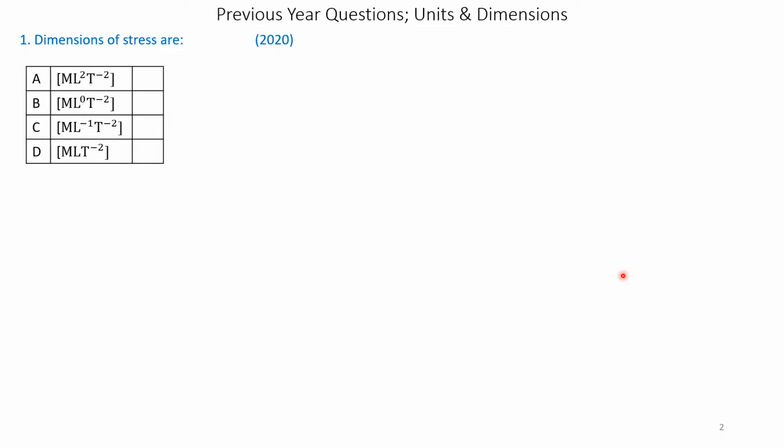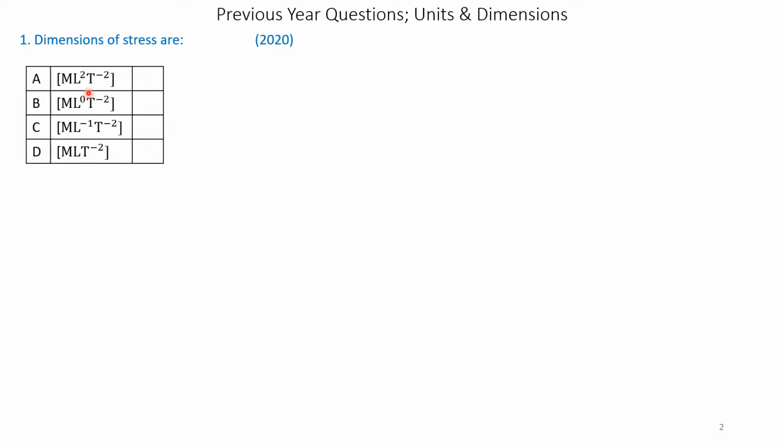Let us take up certain multiple choice questions of chapters 1 and 2. That is, chapter 1 and 2 includes both units and dimensions. Question number 1. Dimensions of a stress are. This is asked in the NEET examination 2020.